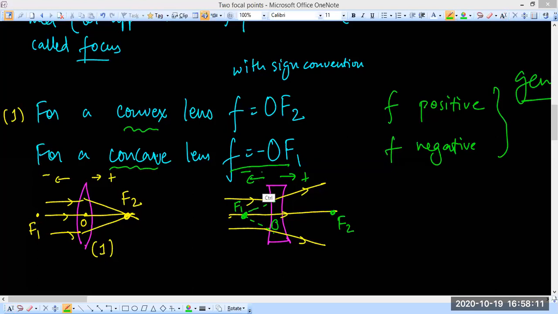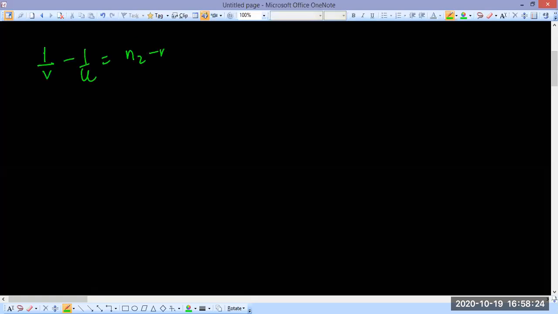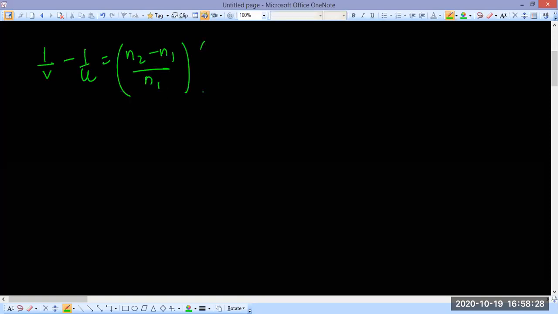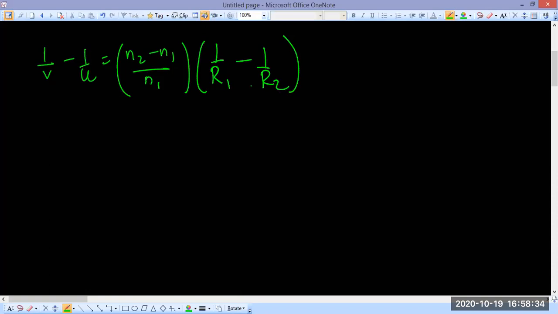Okay, so what does all this have to do with what we derived earlier, the formula we derived? From there, moving ahead. We derived that 1 by v minus 1 by u is equal to (n2 minus n1) by n1. I remember all this by heart, since we have to use it so many times. Okay, so this is what we have derived.